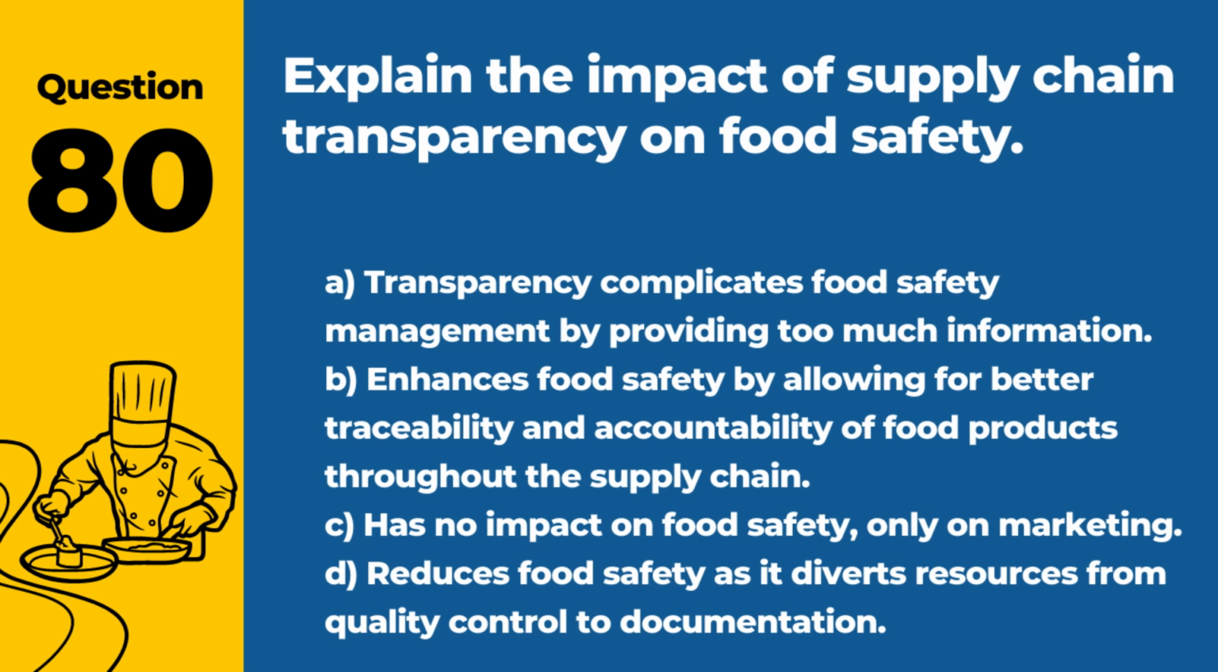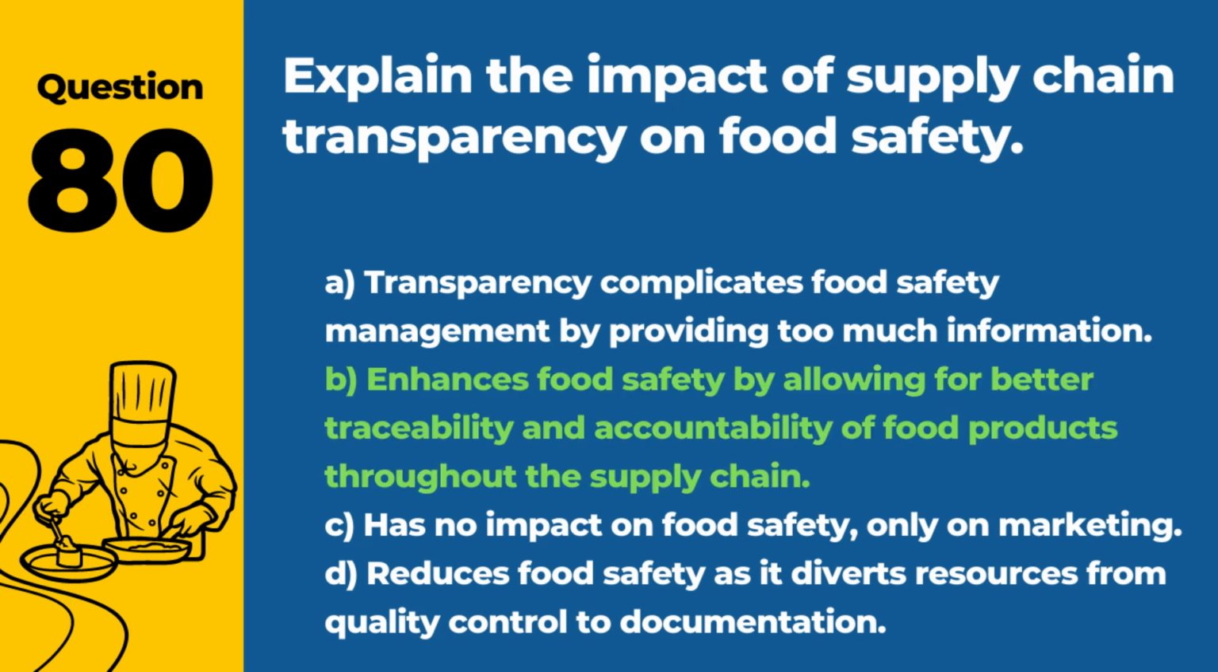A. Transparency complicates food safety management by providing too much information. B. Enhances food safety by allowing for better traceability and accountability of food products throughout the supply chain. C. Has no impact on food safety, only on marketing. D. Reduces food safety as it diverts resources from quality control to documentation.